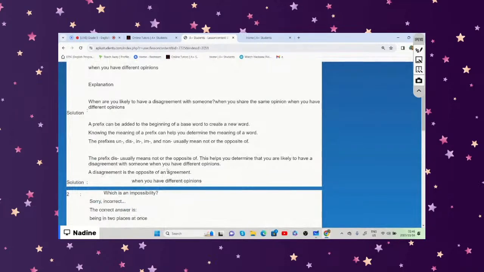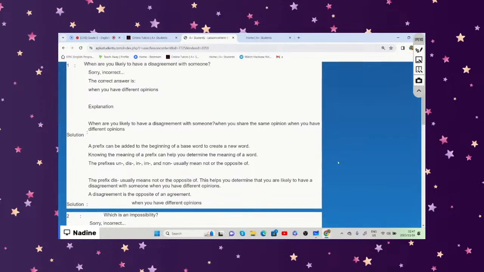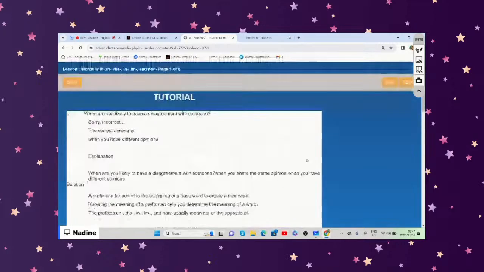So before we end our lesson, we said words like an, dis, in, im, and non usually mean not, or they mean the opposite of something. Like impatient, meaning you are not patient. Disbelief, meaning I don't believe. Disagreement means that I'm not agreeing with you. Impossible, meaning it's not possible. So it is basically the opposite of something.